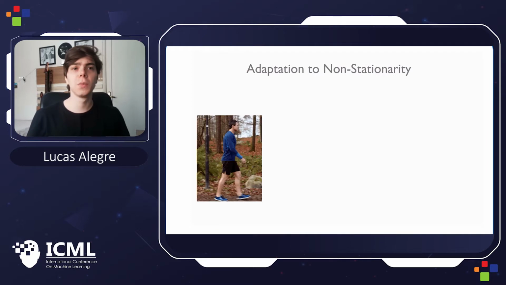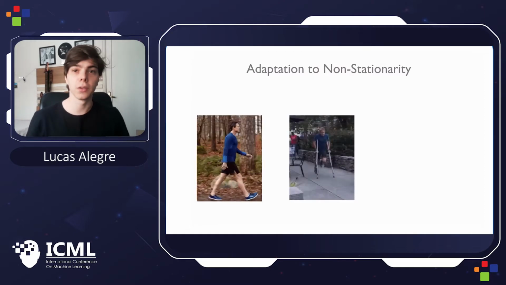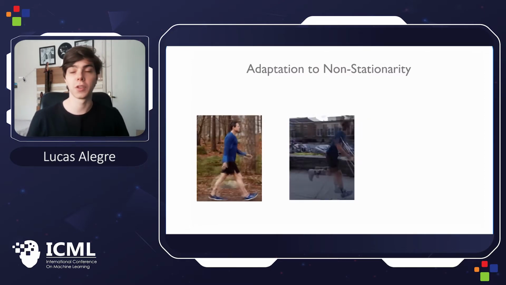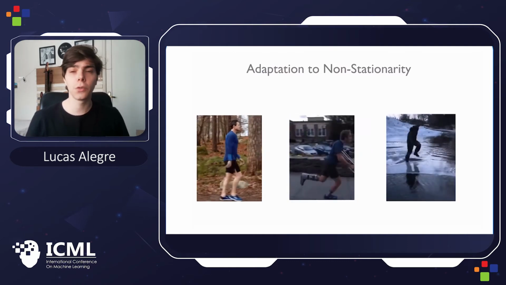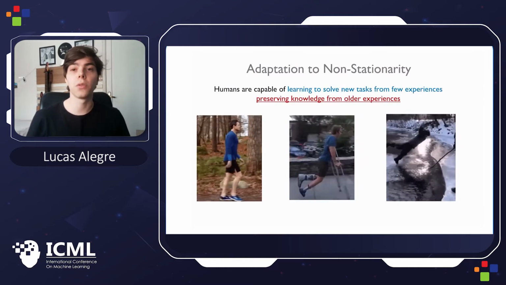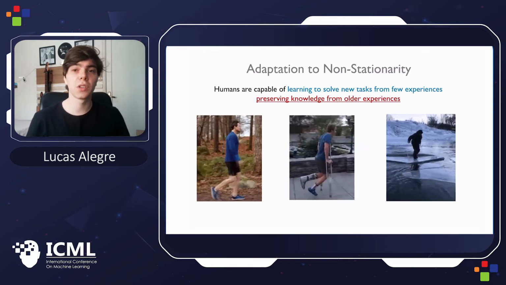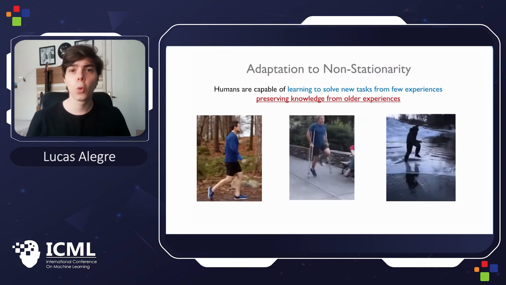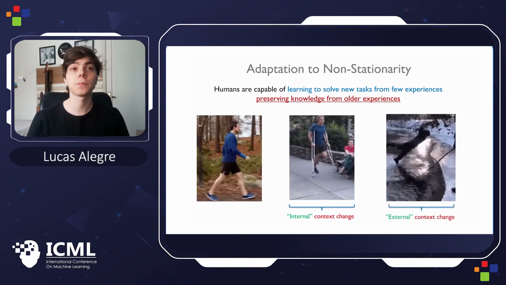We, as humans, besides having learned to walk in regular conditions, also have the ability, for instance, to learn novel gait patterns to use when walking with crutches after suffering an accident. Similarly, we can also quickly adapt to walk in different complex terrains. This is possible because humans are capable of learning to solve new tasks from few experiences, and we do so while preserving the knowledge from past contexts, which can introduce internal and external changes from our perspective.